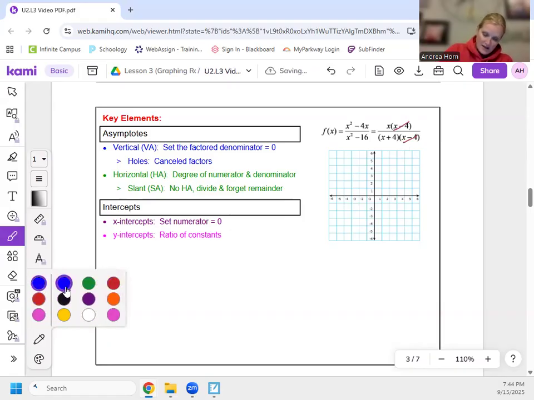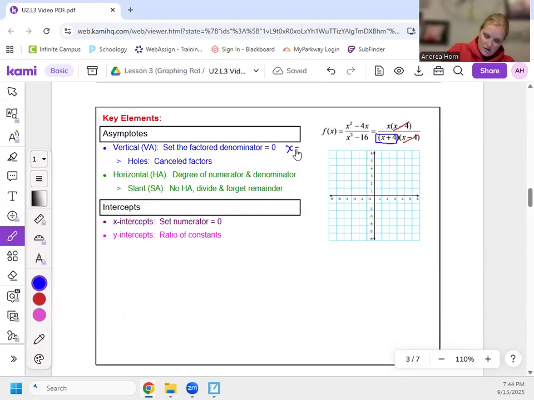Then the vertical asymptote is what is left over. Our vertical asymptote is when we set x plus 4 equal to 0, so our vertical asymptote is x equals -4. And then remember, the hole comes from our canceled factor. If we set x minus 4 equal to 0, x is equal to 4. So our hole is at x equals 4.